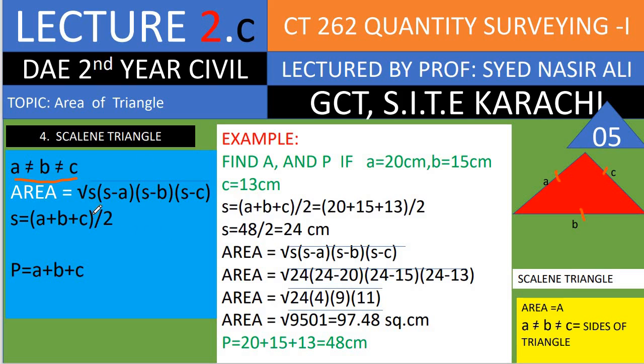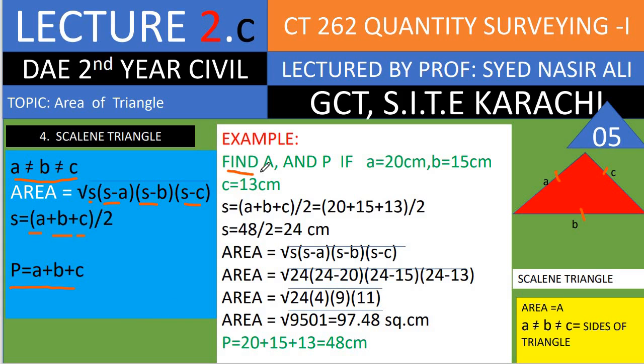For area, the formula is the square root of S times (S minus A) times (S minus B) times (S minus C), and S is equal to (A plus B plus C) upon 2. For perimeter, P is equal to A plus B plus C. We should remember S is always greater than A, B and C individually.